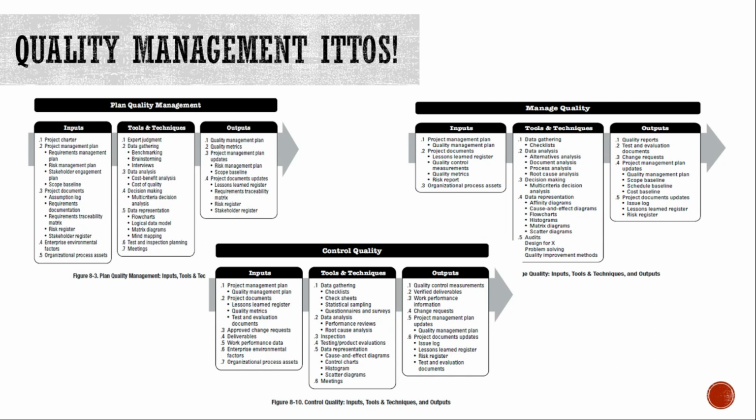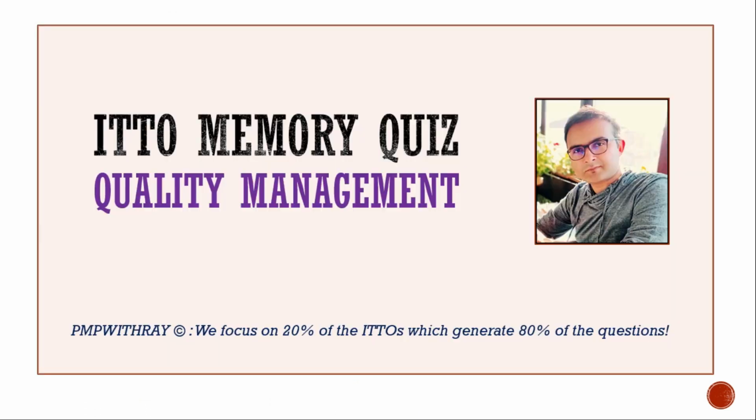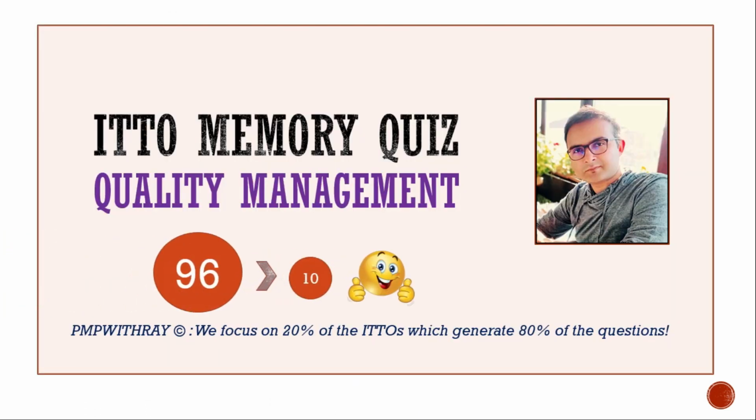To provide you a bit of perspective, guys, if you see the quality management ITTOs from the three processes of plan quality, manage quality, and control quality, you will see that there are 96 ITTOs that PMBOK has mentioned in the standard. Okay. Now, here is what I promise, that after watching today's video, those 96 ITTOs will come down to only 10 ITTOs that you need to remember for your PMP exam as far as it comes to the topic of quality management. Okay, that's smart enough, right? So make sure you watch this video right till the end.